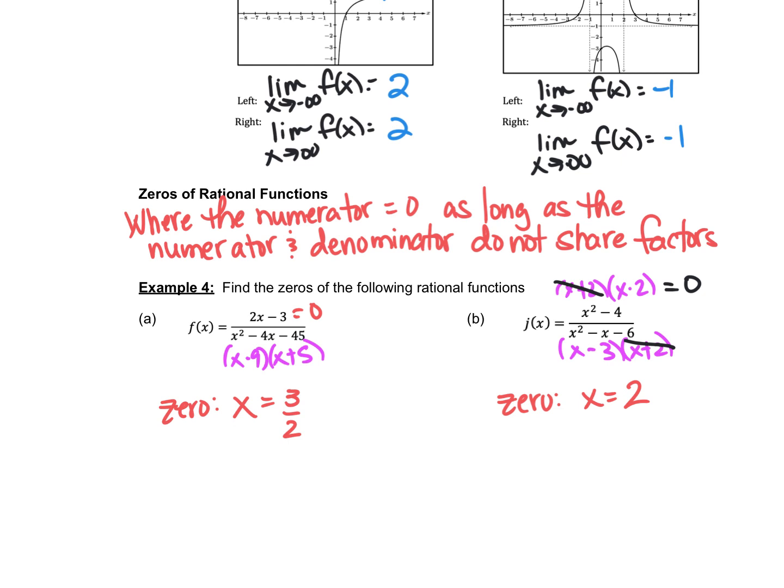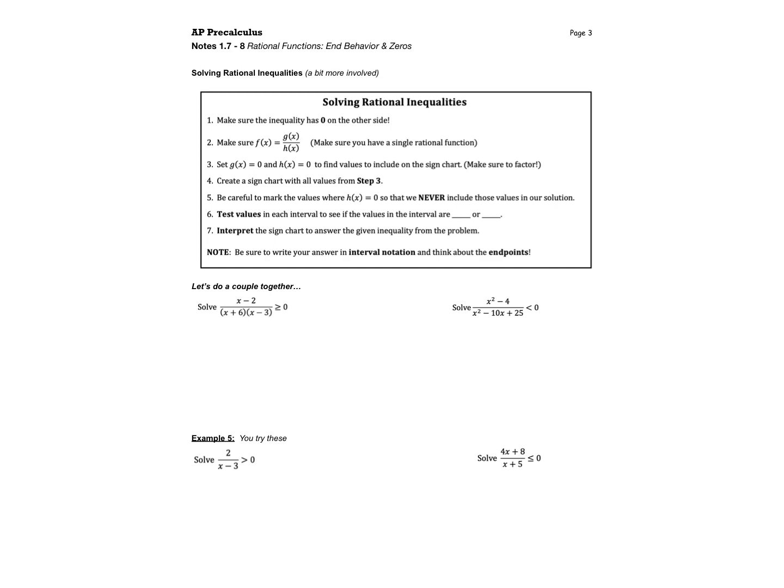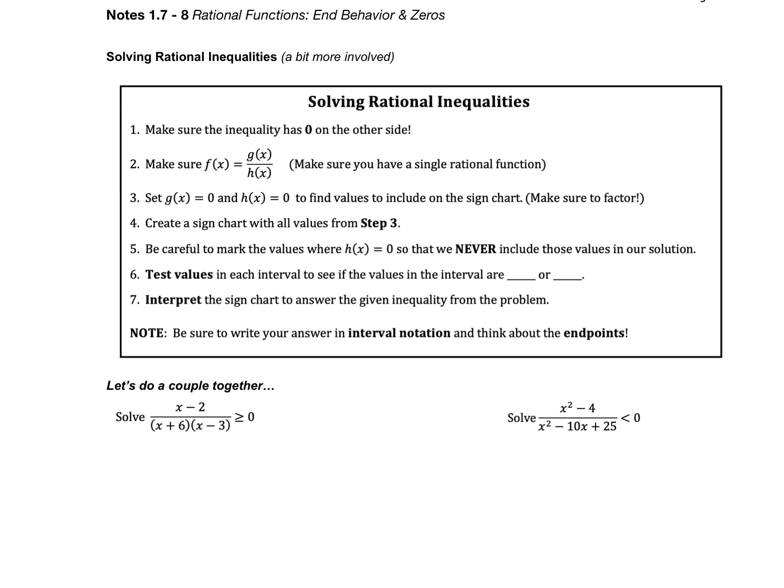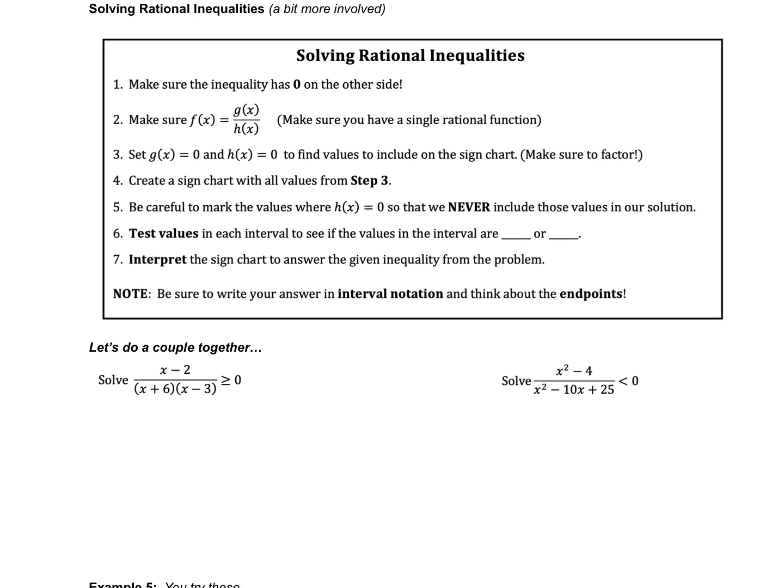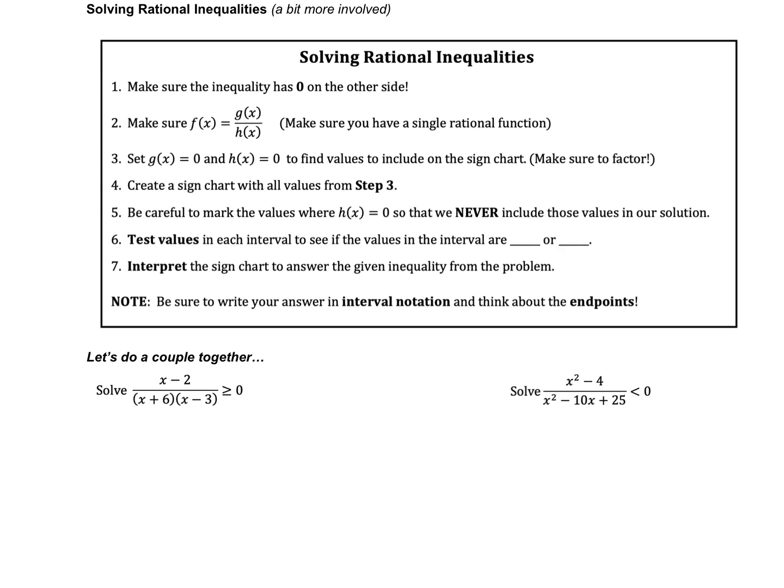All right, so in behavior of rational functions, all the horizontal asymptote stuff's in there, and zeros. Questions about any of that? All right, let's do inequalities. Rational inequalities are a little bit more involved. They're going to require a little bit of thinking on your part, but it's not terrible. So when we solve a rational inequality, here are some helpful hints, things that can help you along the way.